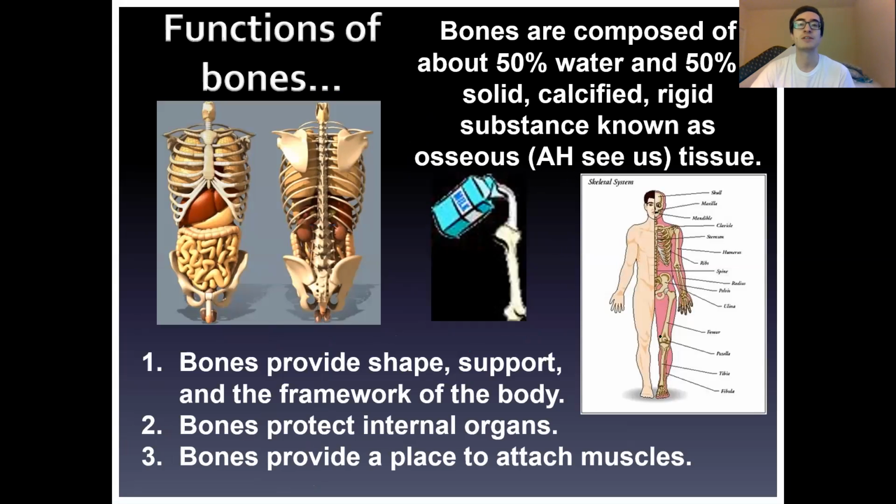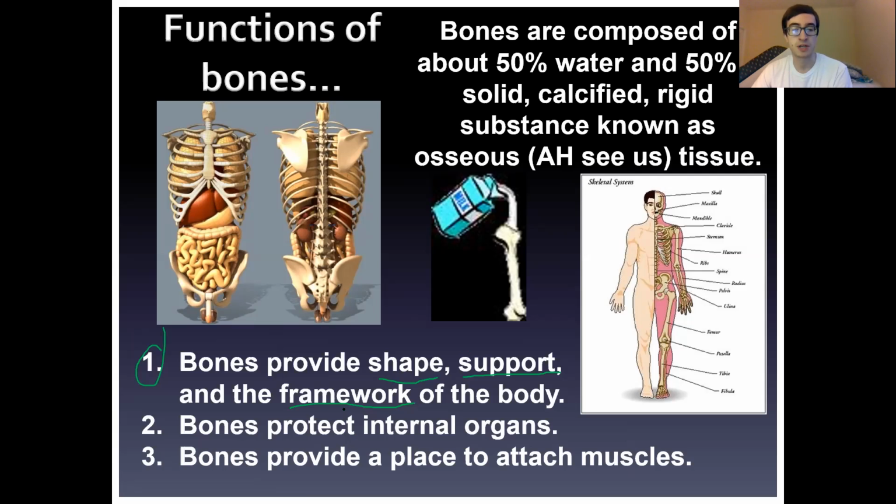So there are 6 major functions of bones in our body. Most of them you've probably heard about before, but some of them you may not have. So the first one is that bones provide the shape, the support, and the framework of the body. So the reason why we're able to have the shape that we do and why we look the way we do is because of the bones on the inside. These are what our organs and skin and stuff like that attaches to and gets stretched over.